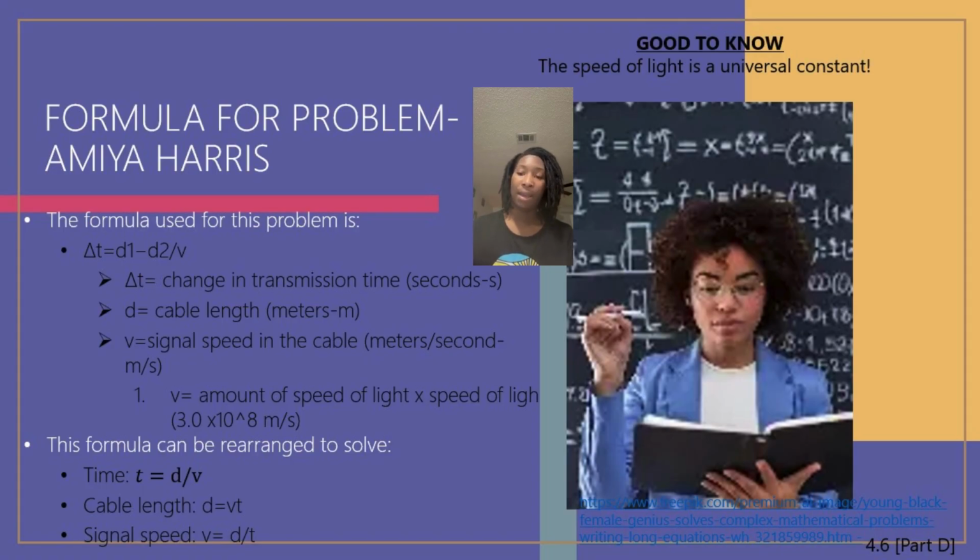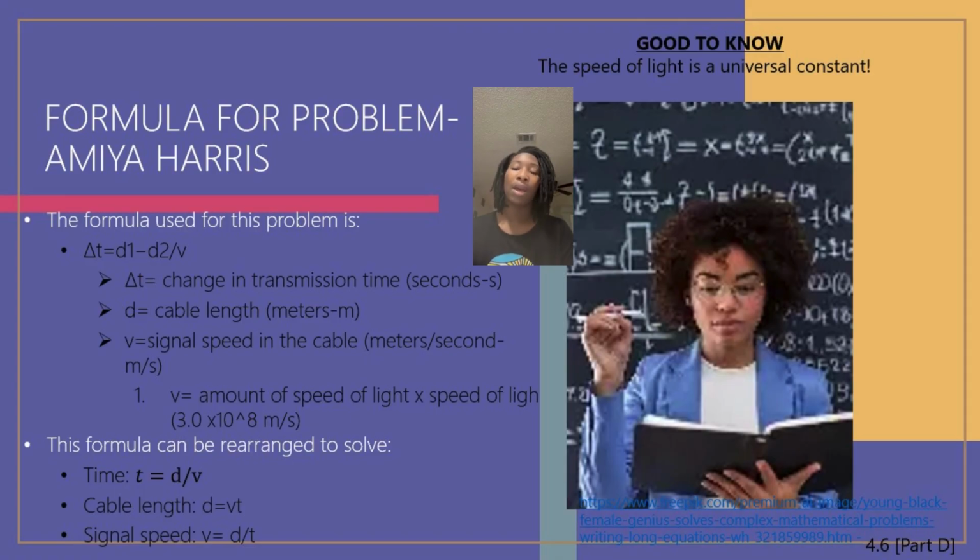Also, V is a fraction times the speed of light. So it will be 3/4 times the speed of light, which is 3 times 10 to the 8 meters per second. And once you solve that, you can fill out the rest of the equation.